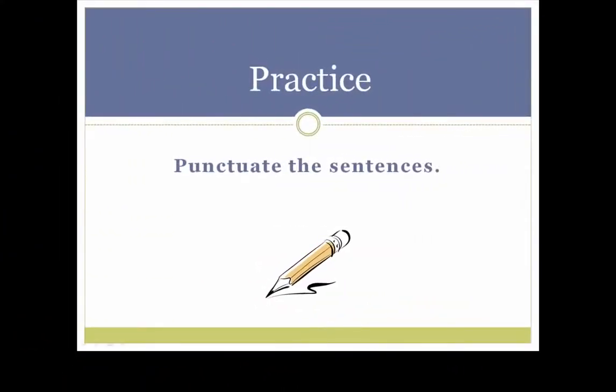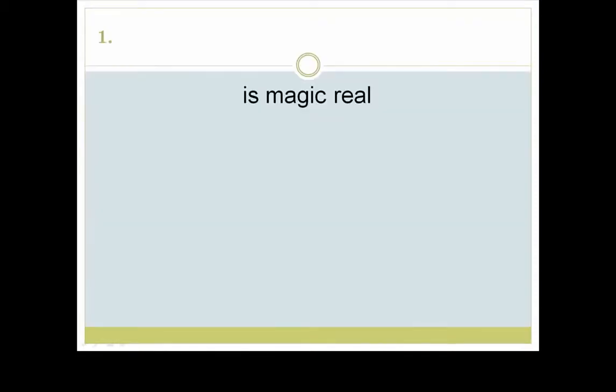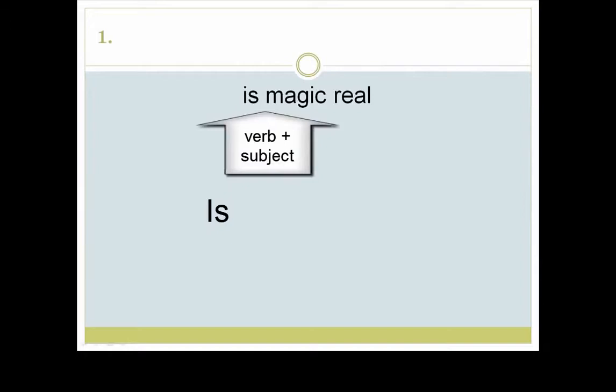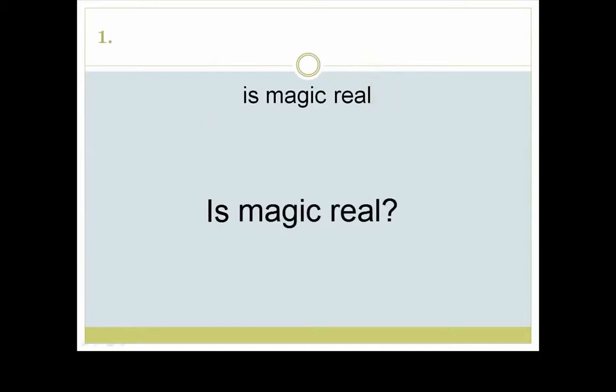Practice. Punctuate the sentences. Let's try number 1 together. Look at the words. We have one complete thought, so let's begin our sentence with a capital letter. Now, are we asking a question or making a statement? If you look at the grammar, you see it's a question. What do we need? A question mark. Is magic real? Let's go on.